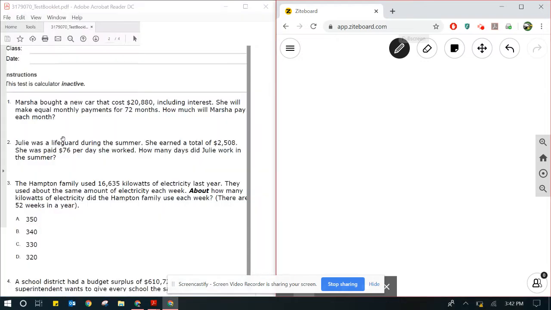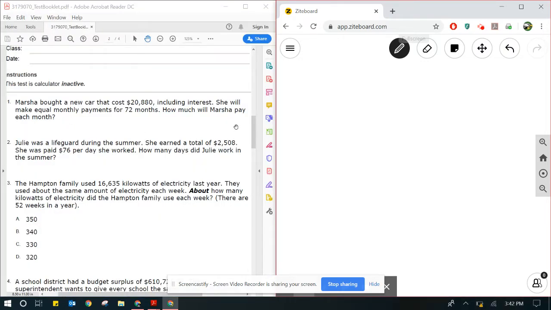As we look at this, we have to figure out exactly what's going on here. How much is she going to pay? If I were to draw a picture, this would be going through the 72 months. That's how long it's going to be. So I'm really just going to be doing 20,880 and dividing that by 72.